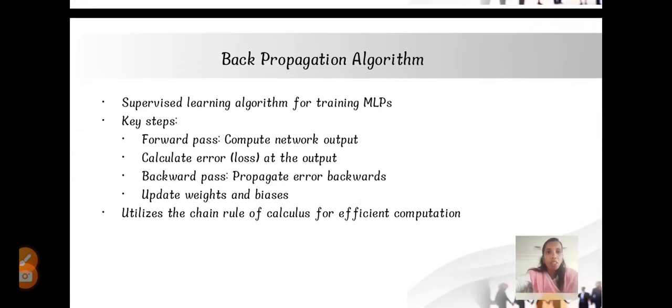Backpropagation algorithm. A supervised learning algorithm for training MLPs. The key steps are forward pass, calculate error, backward pass, and update weights and biases, utilizing the chain rule of calculus for efficient computation. The forward pass computes the network output and calculates the error loss at the output. The backward pass propagates the error backwards and updates weights and biases.